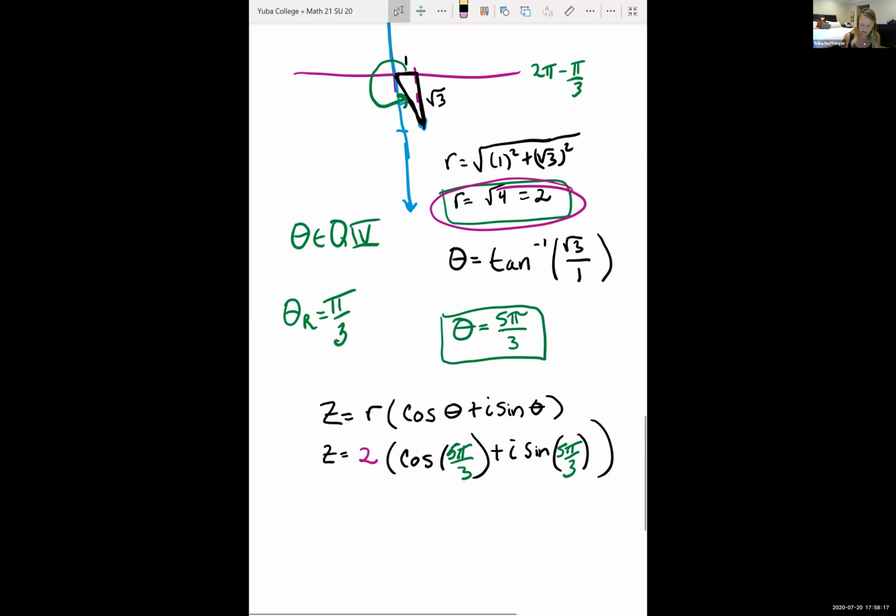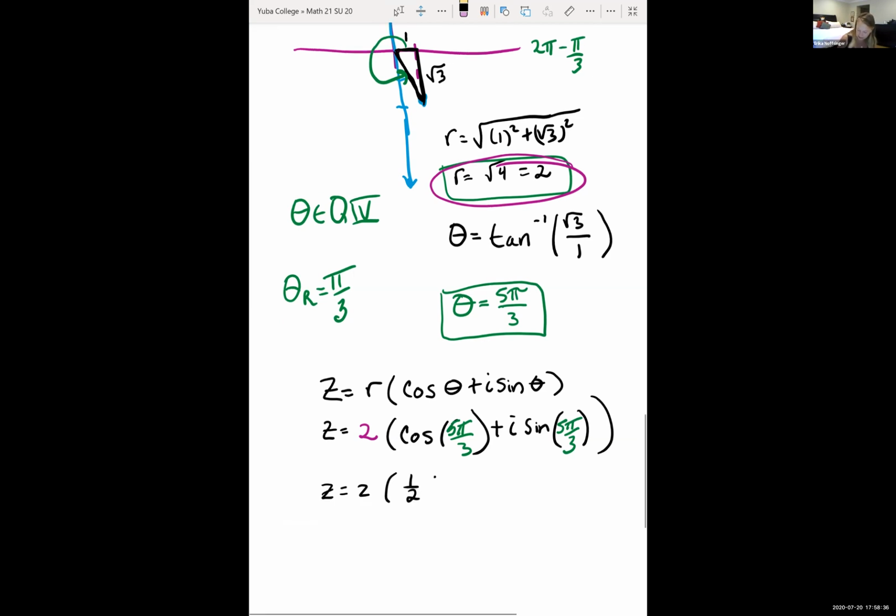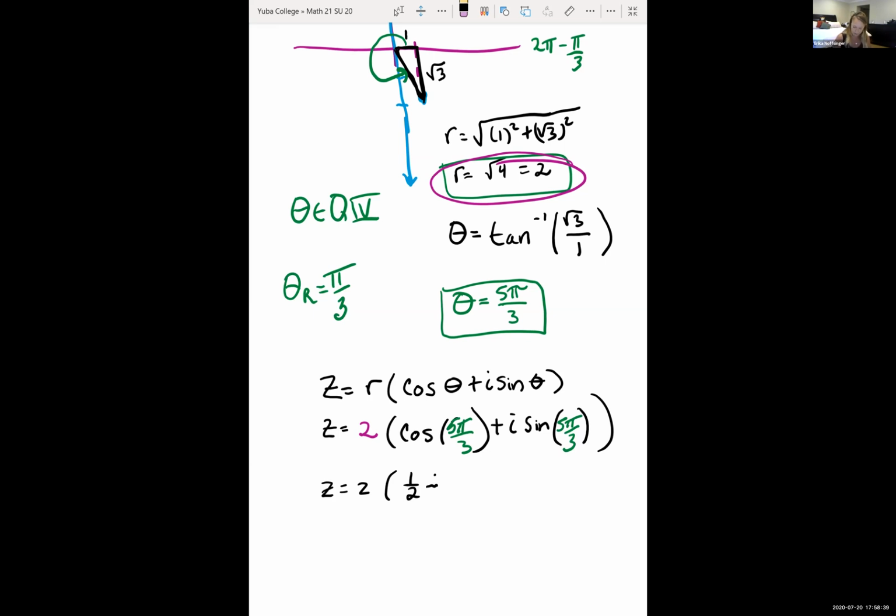Okay, so you guys should know your angles. Cosine, fourth quadrant, positive. Cosine of pi thirds is 1/2. So this is 2 times 1/2. Sine, fourth quadrant, negative. So this is going to be minus I. Sine of 5 pi thirds. Sine of pi thirds is √3/2, but again, it was negative. I already put the negative out here, so I √3/2.